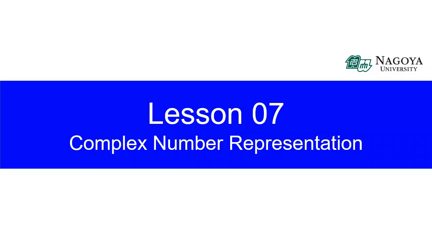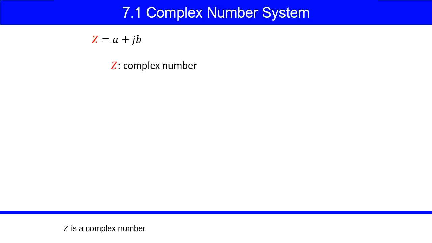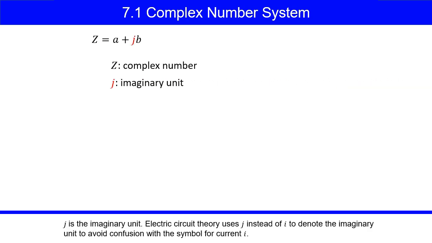Lesson 7, Complex Number Representation. Section 7.1, Complex Number System. This section reviews this system. Z is a complex number. J is the imaginary unit.